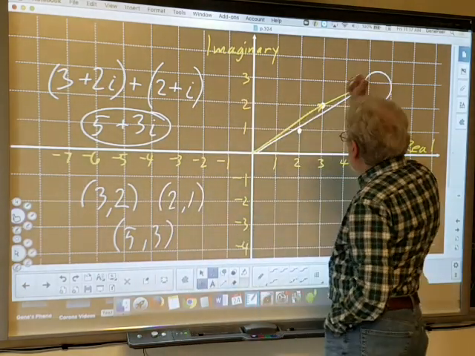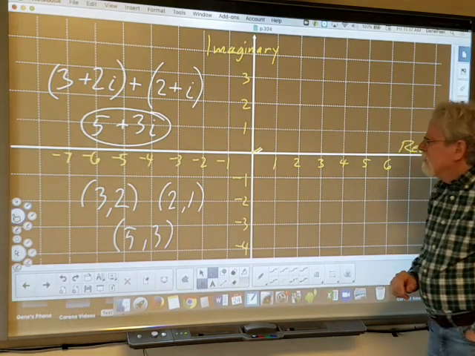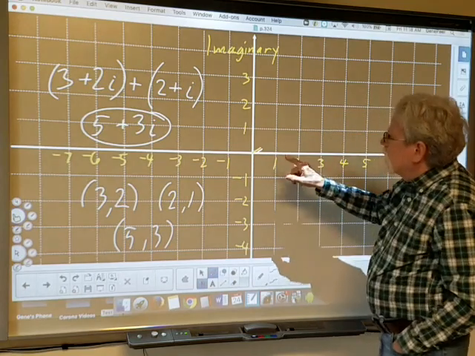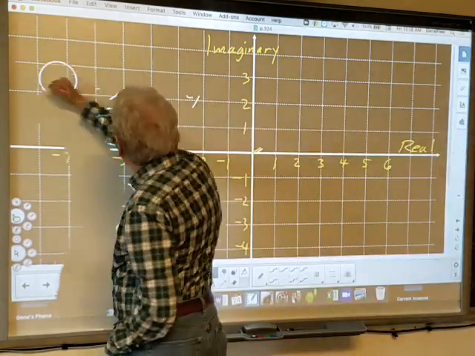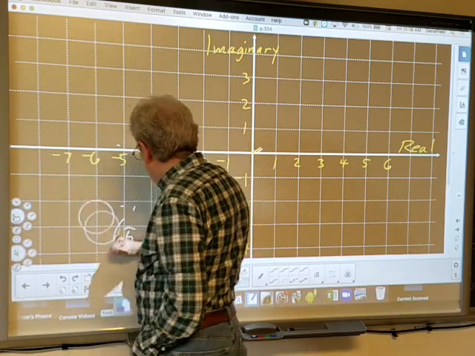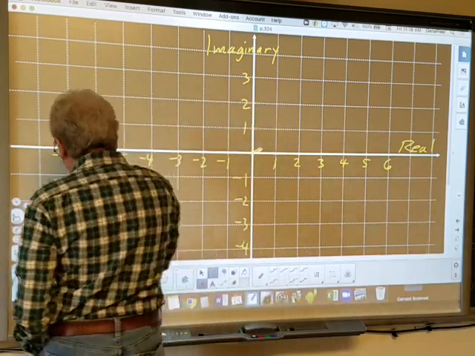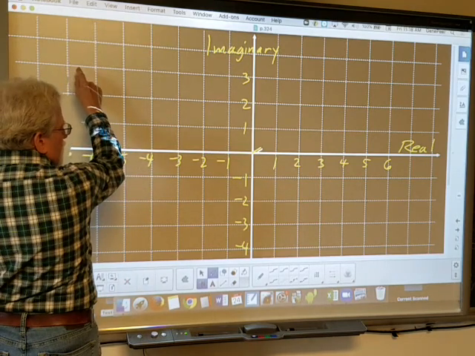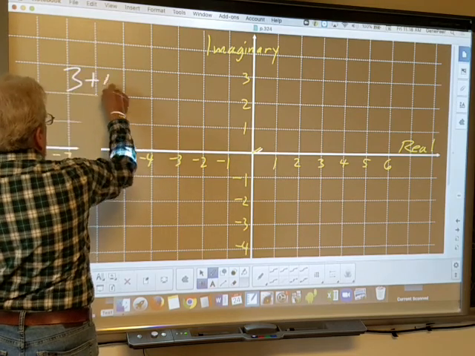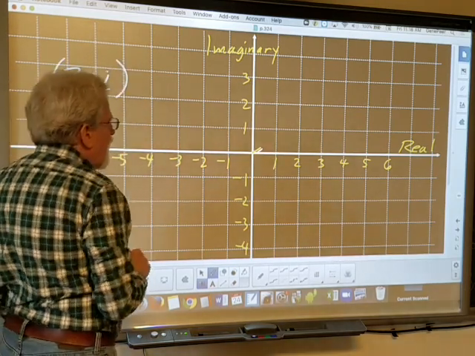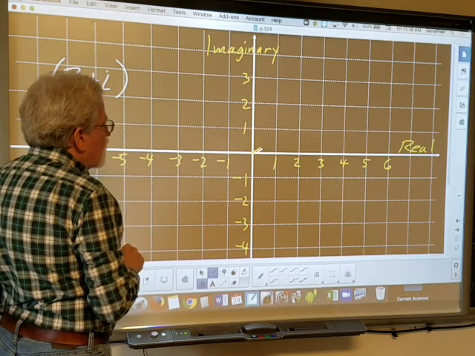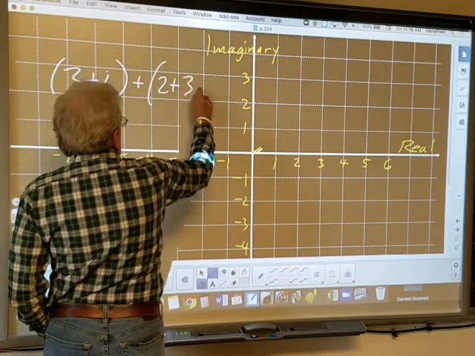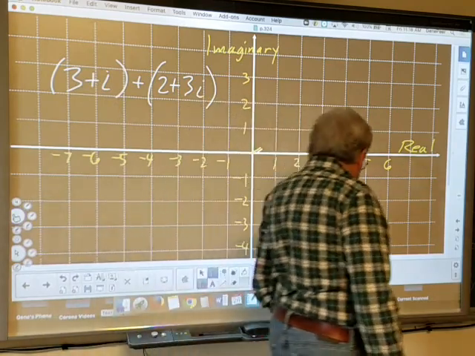Just to emphasize the point, let me show you the other way to add vectors. And this is not the greatest example of it. Hey, let's switch examples. Instead of sticking with a poor example, let's make up one that'll work better. How about if we add 3 plus i, and to 3 plus i, we're going to add 2 plus 3i. All right, let's do that one.